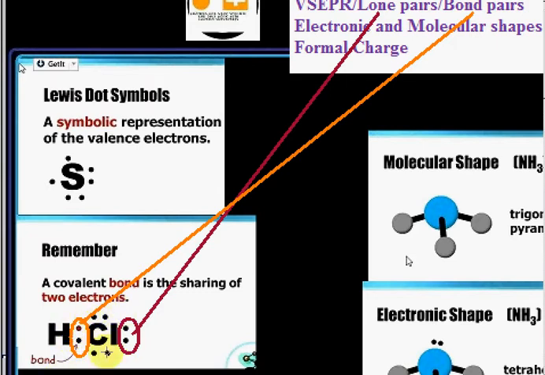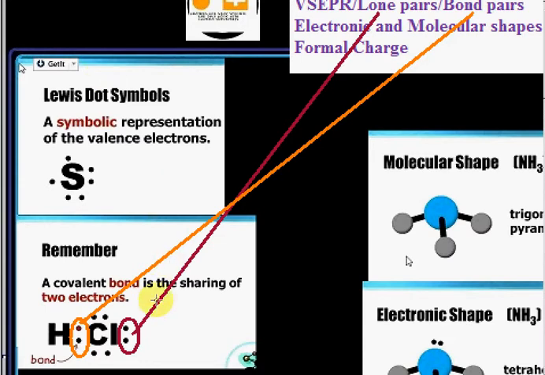So those are the differences that we're essentially interested in when we're looking at the end of this, which is to predict molecular shapes and electronic shapes. And this is the kind of methodology we've got to look at. We have to look at lone pair electrons and bond pair electrons, because these influence the actual shape, the electronic shape and the molecular shape.